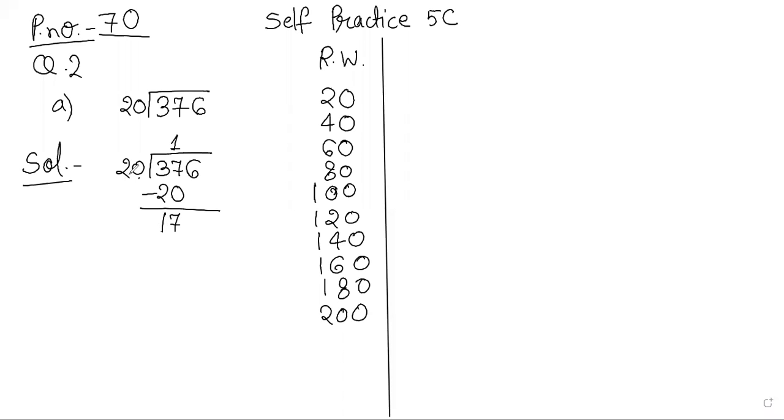Now compare this 17 with the divisor. 17 is smaller than the divisor, which shows that we cannot divide 17 by 20. Now we will bring down a digit from the dividend. Now the new number is 176, which is divisible by 20. In how many times can we divide?